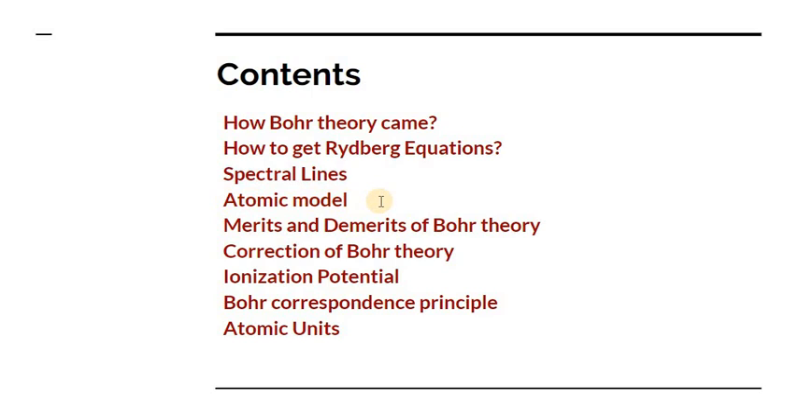What is the atomic model according to Bohr theory, the merits and demerits of Bohr theory, what were the drawbacks and what were the plus points, what corrections are needed in the Bohr theory, and how to get ionization potential. This topic is very important because a question came directly from ionization potential, where the concept was in Bohr theory, but the question came in the IIT JAM exam. I don't know the year, but it's maybe 2015 or 16.